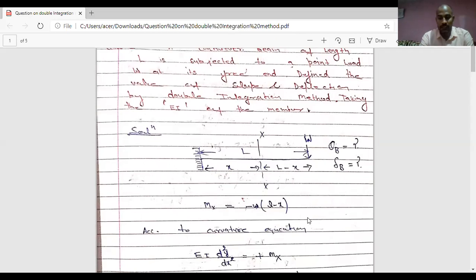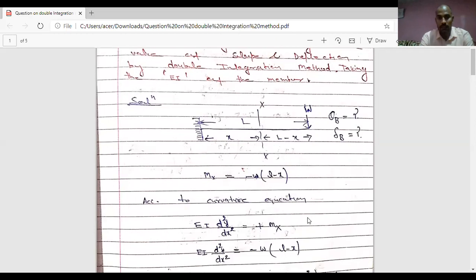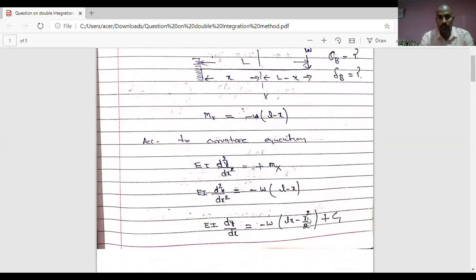As per what we discussed in video number 1, lecture number 1, according to the curvature equation, EI d square y by dx square equals Mx. This is a positive sign. It's not necessary to mention it, so you need not mention it. So in this equation, the important parameter is Mx.